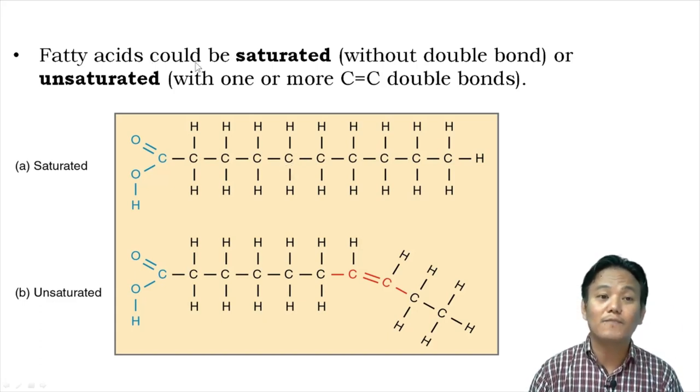Those two types are saturated fatty acids and unsaturated fatty acids. Saturated fatty acids are those fatty acids in which there are no carbon-carbon double bonds present in it.